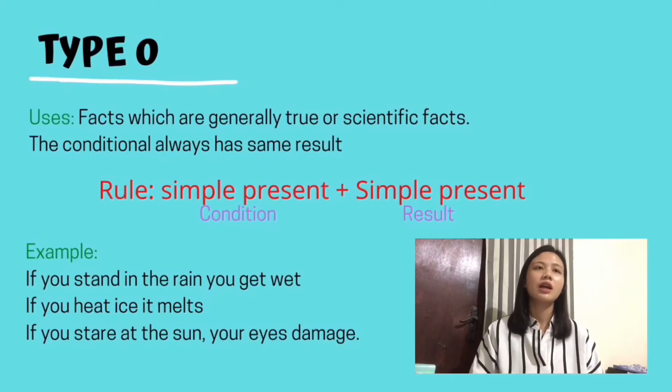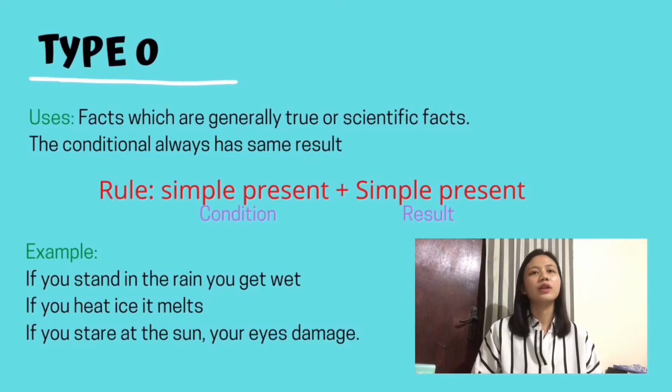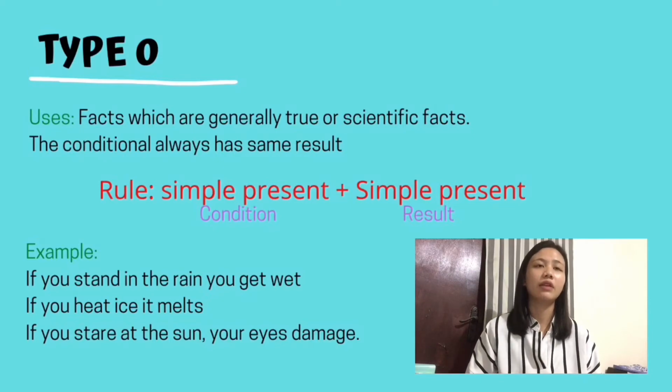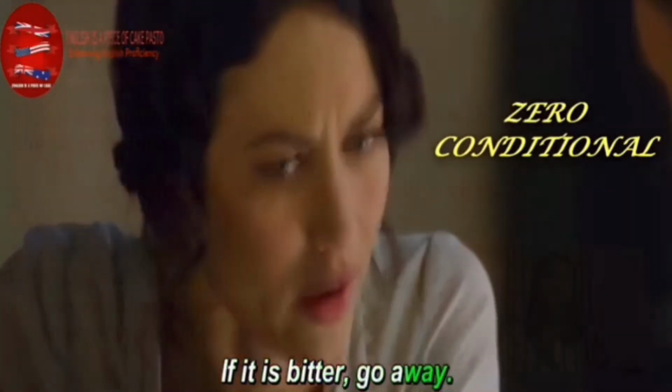For example, if you stand in the rain, you get wet. If you hit ice, it melts. If you stare at the sun, your eyes get damaged. Zero conditional statements express conditions that are always true and the conclusion of which can be drawn from their premises. If it is sweet, approve of the match. If it is bitter, go away.